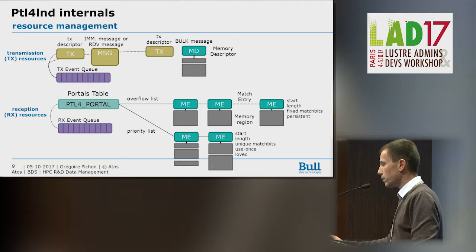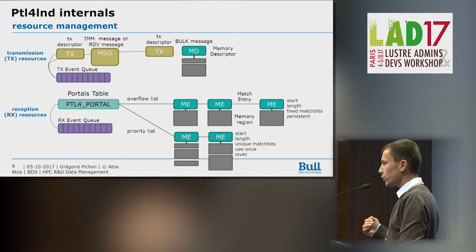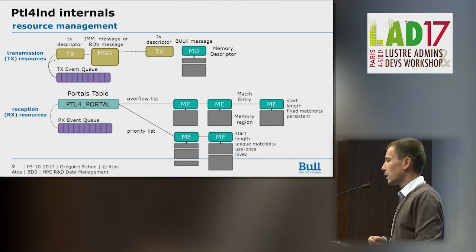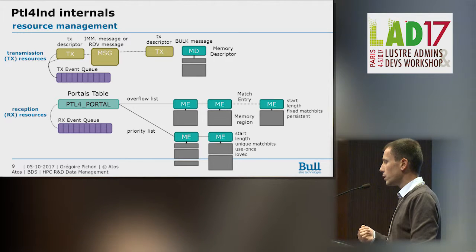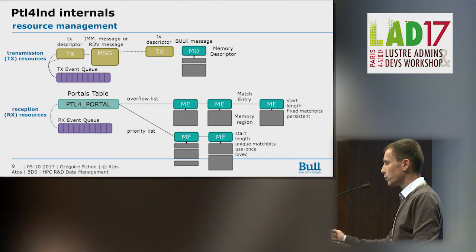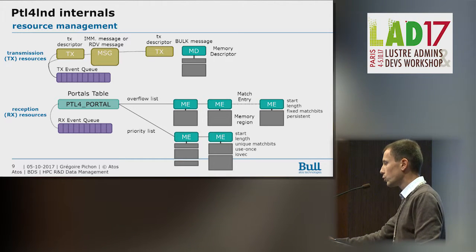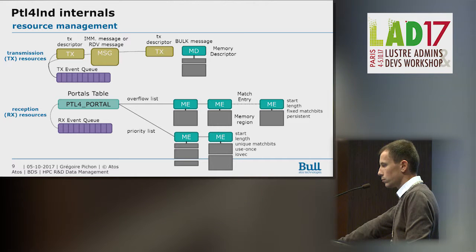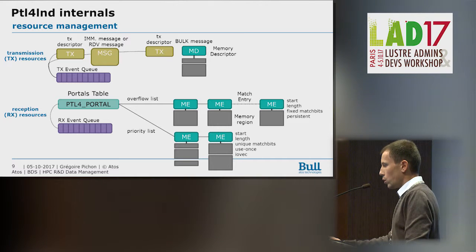And the priority list is first scanned before the buffer list by the portal layer. And these unique dynamic match entries are matched with the transmission received from transmission resources of other nodes, which in turn use bulk messages with a memory descriptor. So globally, the number of resources needed for communication is quite low, and this ensures a small memory footprint of the LND.